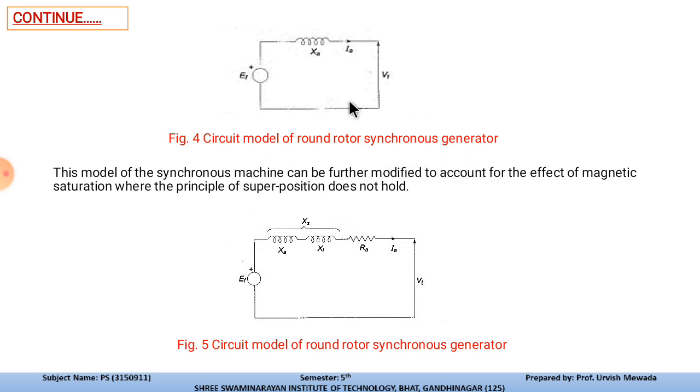So here we put one more reactance, that is XS, and XS is the combination of XA and XL, or X1. These are the total reactances of the synchronous machine. So this is the circuit model of the round rotor synchronous machine. Here one reactance is added, that is the armature reactance, and the total of these two reactances is the synchronous reactance. So we can draw a modified circuit from this circuit by adding the additional reactance.